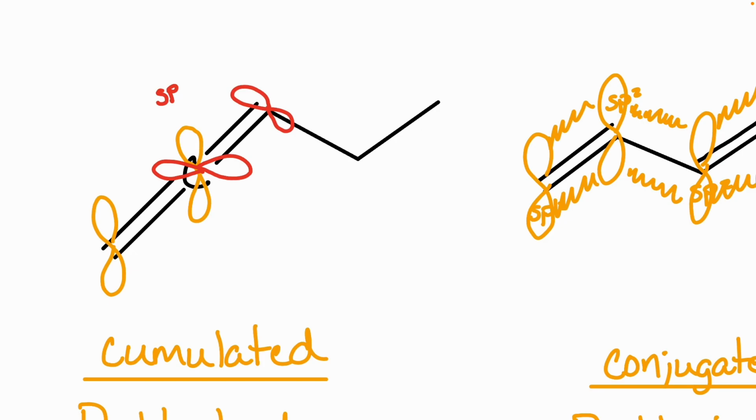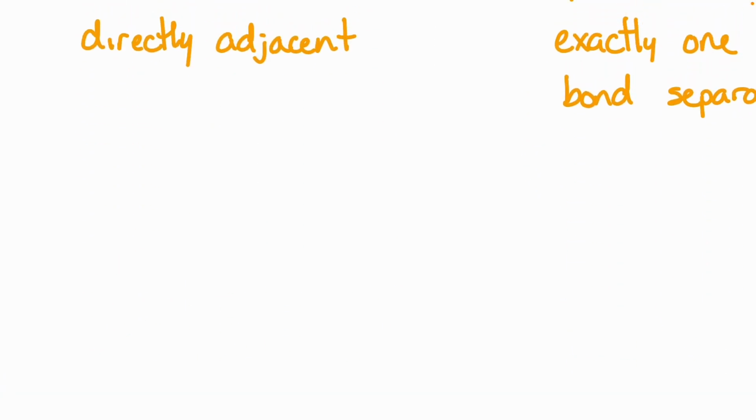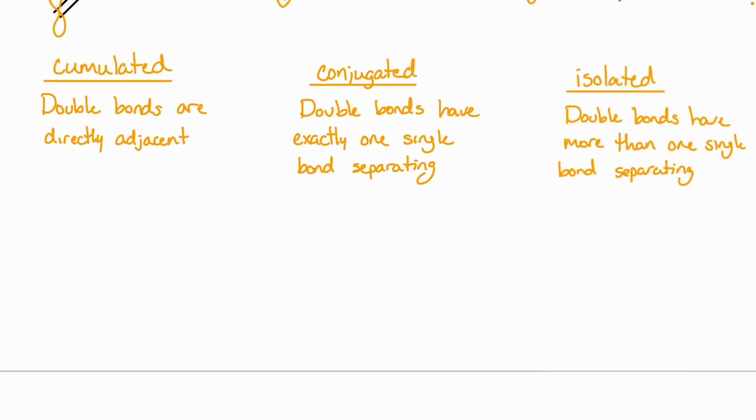In fact, what we see in terms of ranking our energy here, cumulated is the worst, meaning the least stable. So cumulated is the least stable, whereas conjugated, we said because of resonance, these are the most stable. And isolated is then in between. We can call this mid-stable.